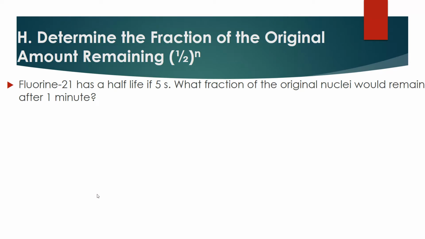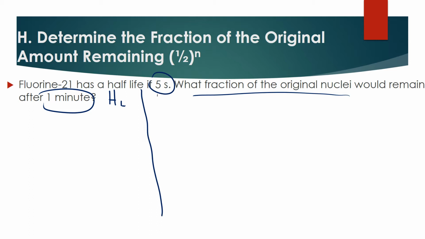So H is kind of the same idea, but we're talking about the fractional amount. Fluorine 21 has a half-life of 5 seconds. What fraction of the original nuclei would remain after 1 minute? So the two things we can connect is the half-life and the total time we have going by. So we can set up our hat table. And this one's going to take up a little bit more space. So we start at time 0, or half-life 0. And it's every 5 seconds. So we have 5, and we're going to keep going until we get to a minute, or 60 seconds.